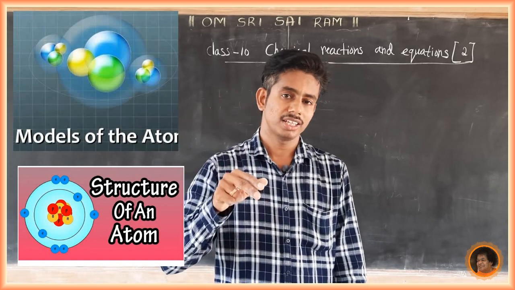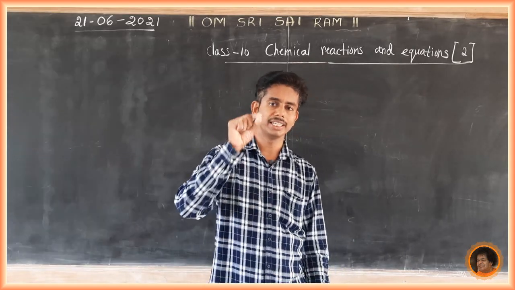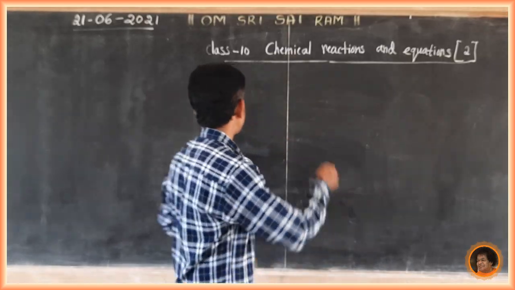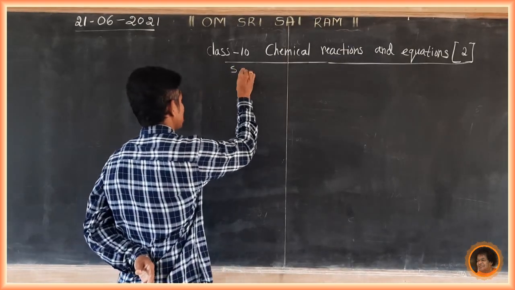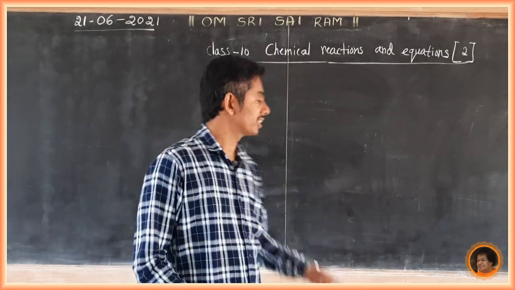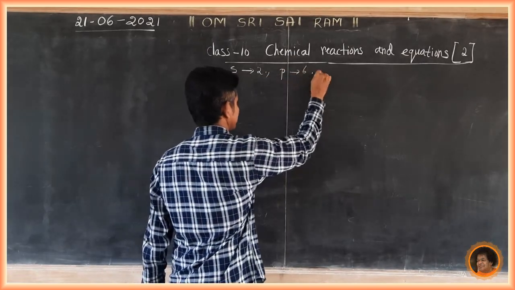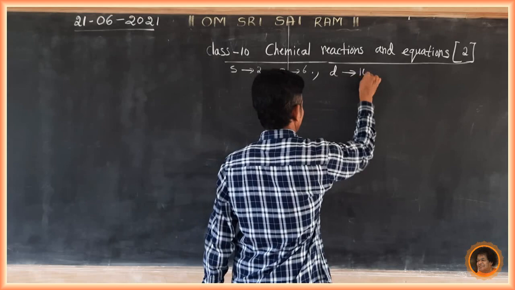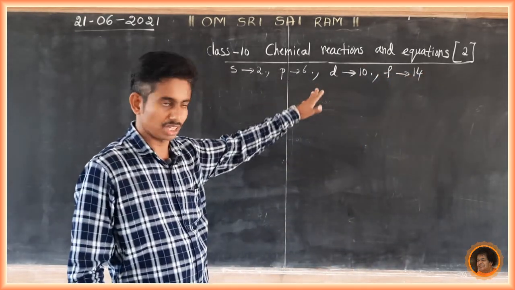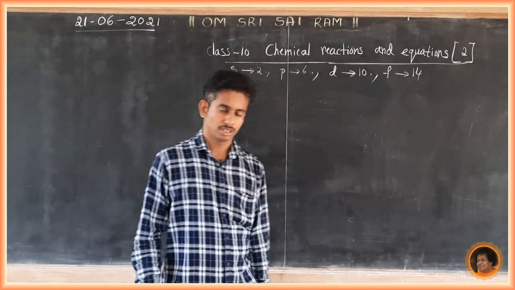Every shell contains subshells, for example S, P, D and F. The maximum number of electrons in the S subshell is 2, in the P subshell it is 6, in the D subshell it is 10, and in the F subshell it is 14. It was discussed in the previous class why they contain 2, 6, 10 and 14 electrons.